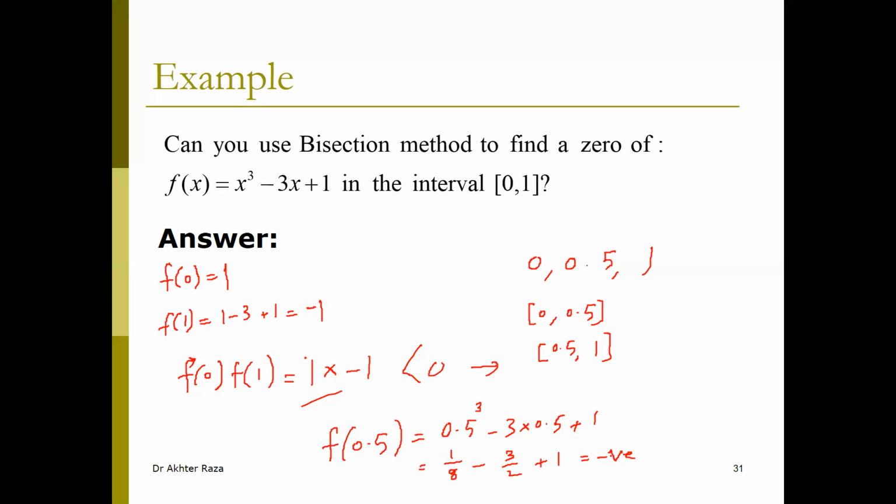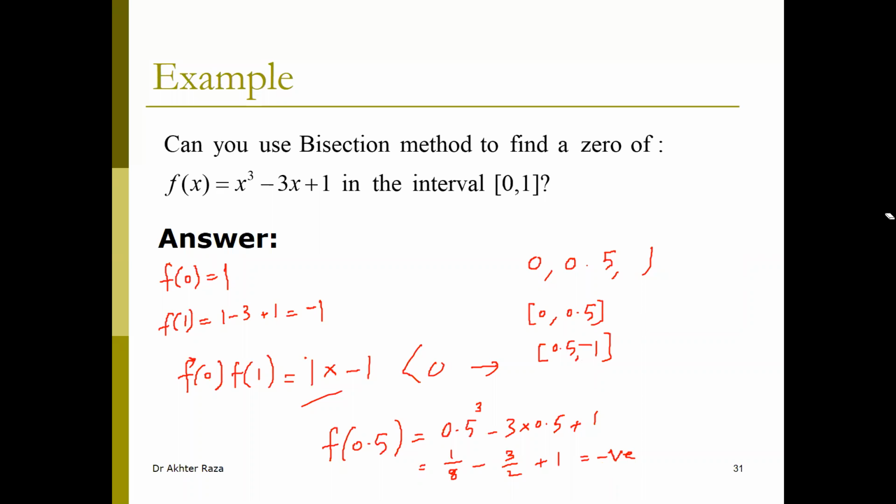So if this is negative and f0 is positive, it means the root will exist within 0 and 0.5, because at 0 the function is positive and at 0.5 the function is negative. The root will exist between 0 and 0.5. But between 0.5 and 1, both signs are the same. We have a negative sign at 1 and a negative sign at 0.5, so the root will not exist between 0.5 and 1.